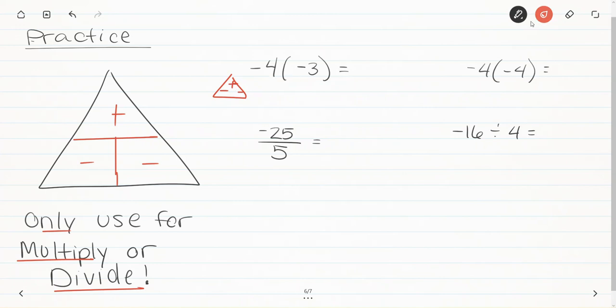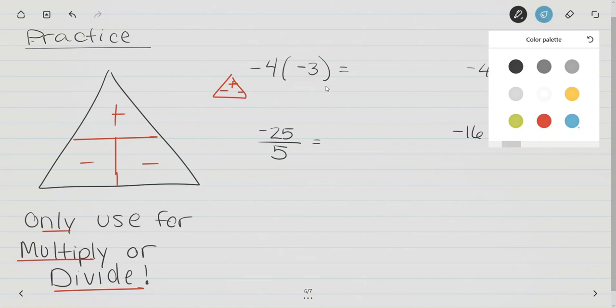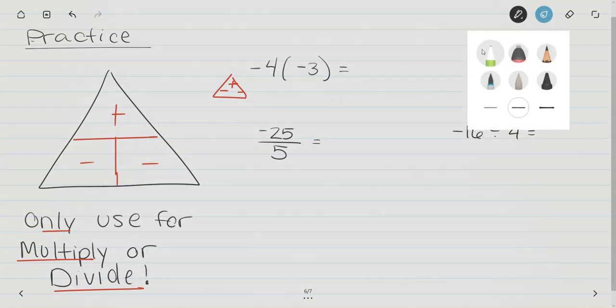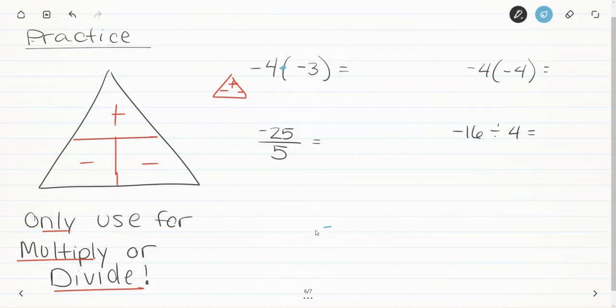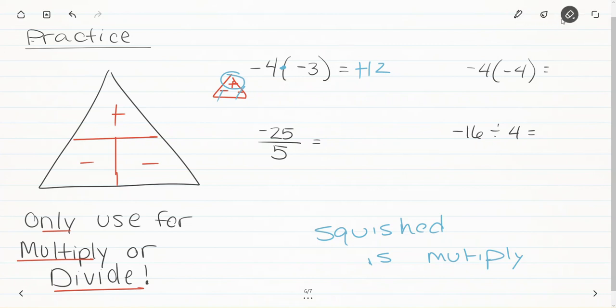I know that 4 times 3, because this is multiply, remember squished is multiply, and if you need to write a note, is multiply. So 4 times 3 is 12. Now I have a negative with a negative, so I'm left with a positive result. So it's just positive 12. You do not have to put the positive on that 12. It's just assumed if it's not written there that it is positive. So the answer for this one is 12.